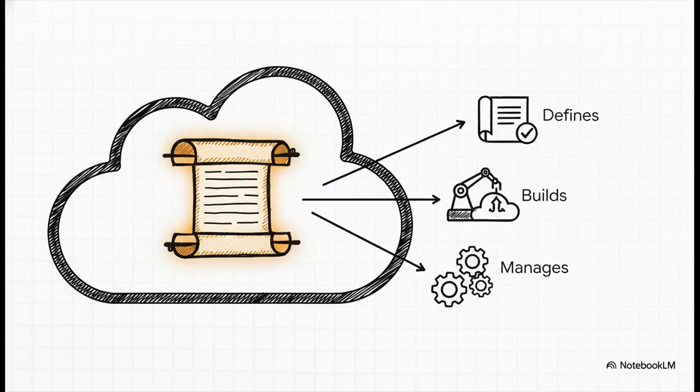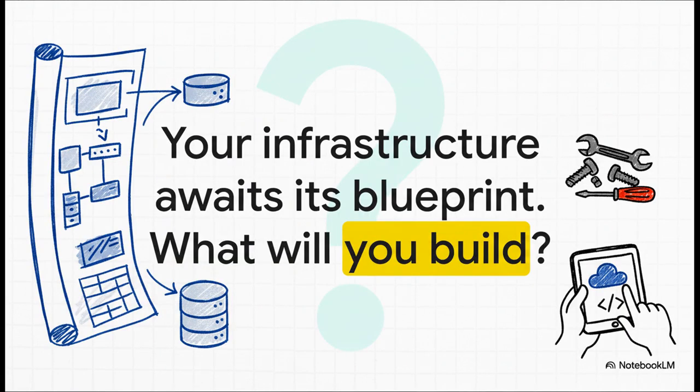So, to wrap it all up, infrastructure as code is the definitive blueprint for the cloud. It is that single source of truth that defines, builds, and manages your entire digital world all automatically. It's simply how modern technology is built. It's such a powerful shift in mindset, isn't it? It transforms building infrastructure from a manual chore into a creative, software-driven process. So, with the ability to build entire worlds with just a few lines of text, the only question left is, what will you build?